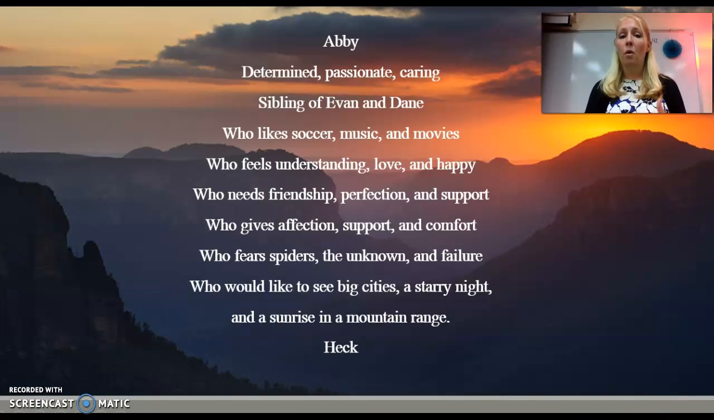This is her personal poem. Okay, you are going to write your personal poem today as one of the three slides that you're going to work on. So it says Abby, passionate, determined, caring, siblings of Evan and Dane, who likes soccer, music, and movies, who feels understanding, love, and happy, who needs friendship, perfection, and support, who gives affection, support, and comfort, who fears spiders, the unknown, and failure, who would like to see big cities, starry nights, and a sunrise in the mountain range.